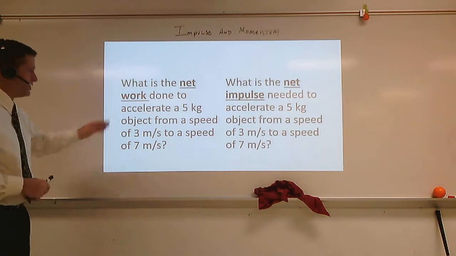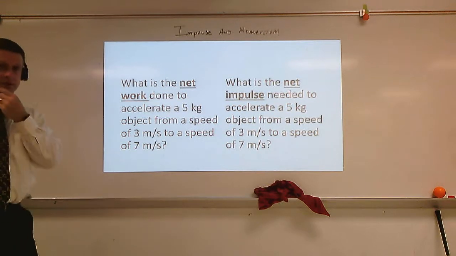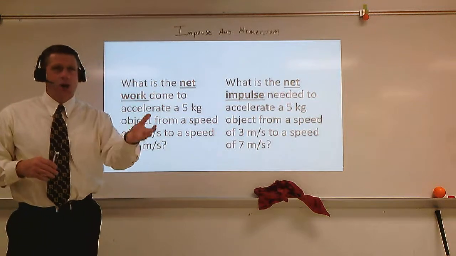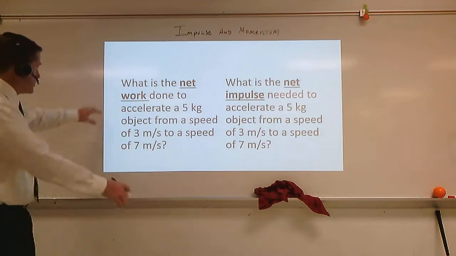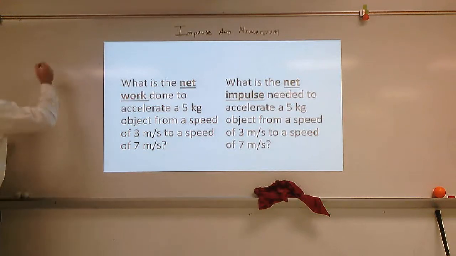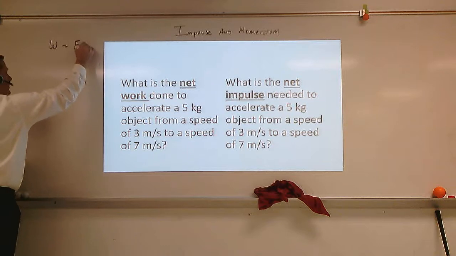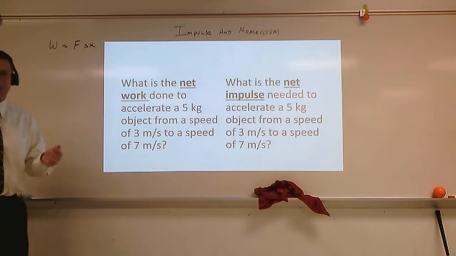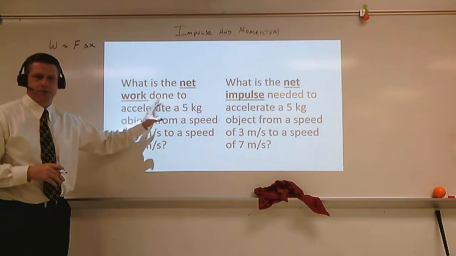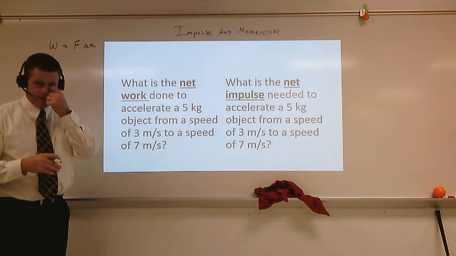What is the net work done to accelerate a 5 kilogram object from a speed of 3 meters per second to a speed of 7 meters per second? So we've talked here in the past about how we approach our problems. This question is asking for the idea of work. So it would be logical for us to default to the idea that work is equal to F times delta X. That's super logical. It would be easy for us if we had some data on force and some data on displacement here. But if you look, we don't have data on either of those things.